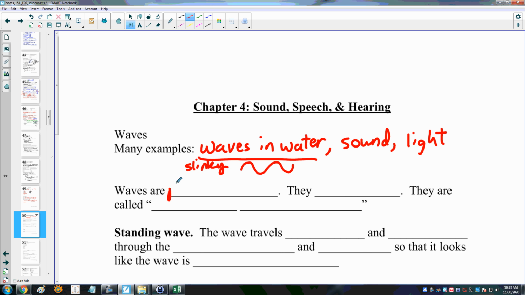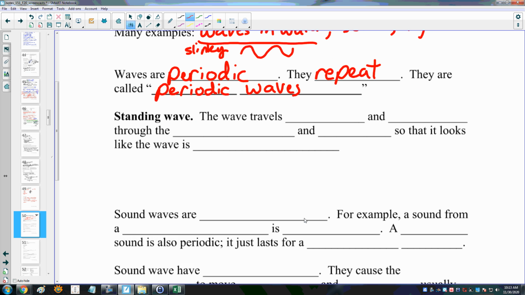Waves are periodic in nature. And when I say they're periodic, it just means that they repeat. They are called periodic waves. A standing wave, the wave travels back and forth through the medium and repeats so that it looks like the wave is not moving.